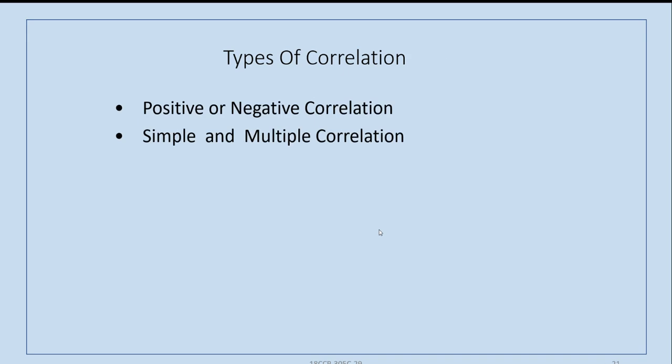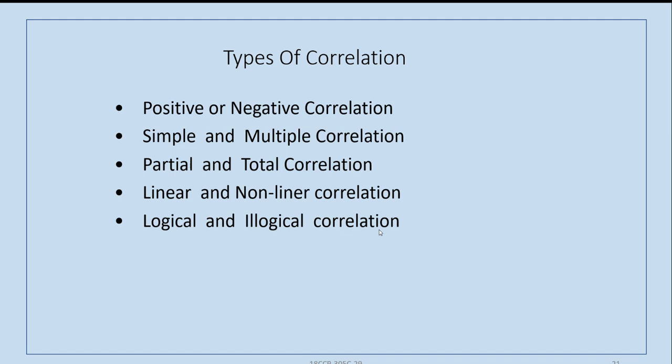Now we will see what are the different types of correlation. There are 5 types of correlation. One is positive or negative correlation. Another is simple and multiple correlation. Another is partial and total correlation. Another is linear and non-linear correlation. And the last one is logical and illogical correlation.